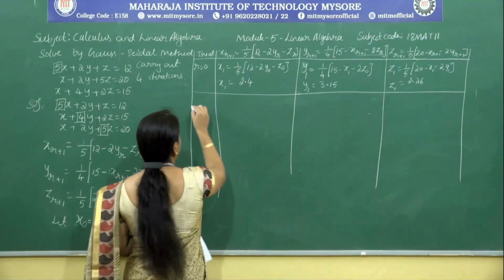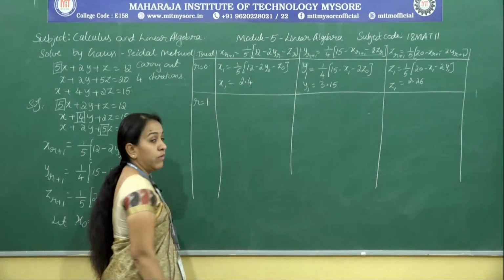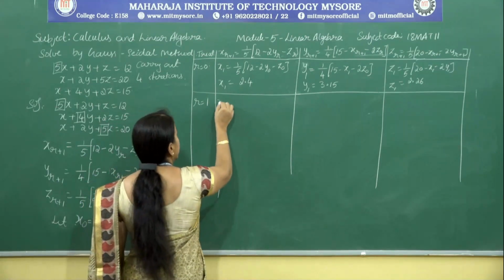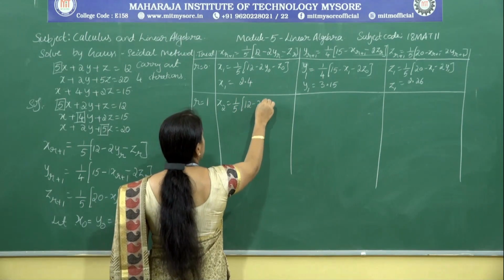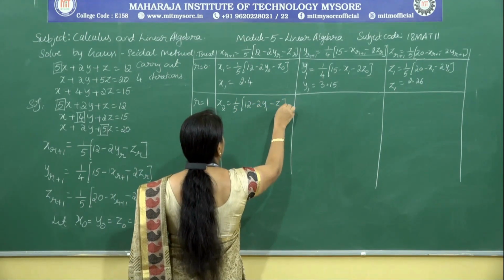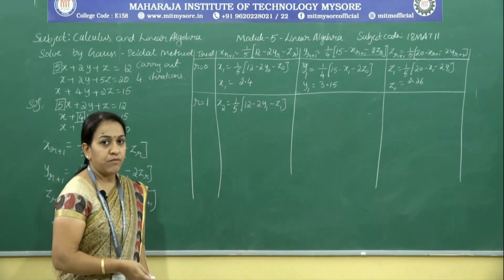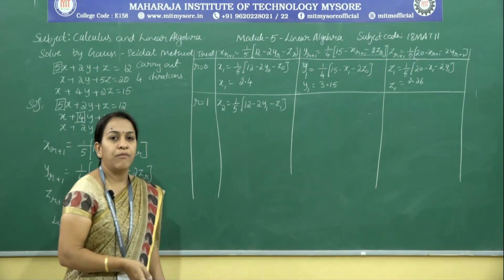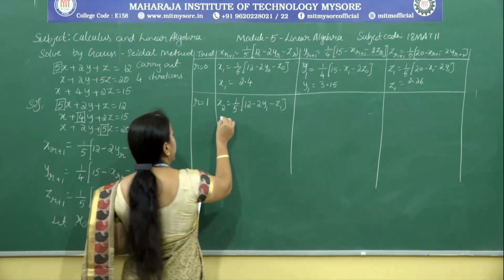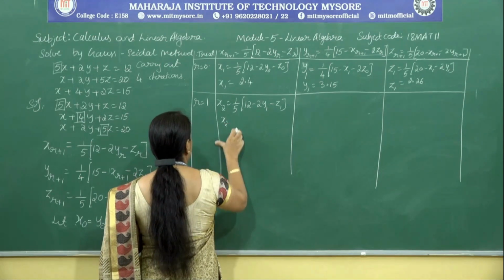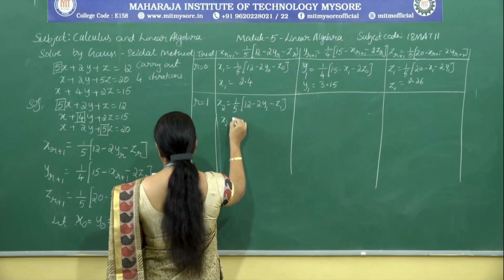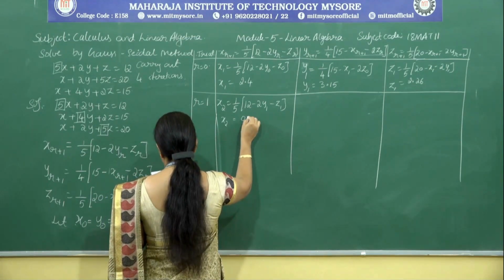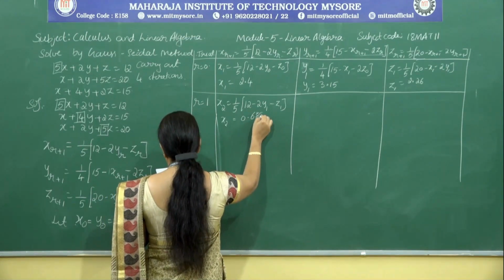Okay. Similarly, if I put r equal to 1, we will get a second trial, that is x2 is 1 by 5 into 12 minus 2 times of y1 minus z1. We know what is y1 and z1. If we substitute and simplify using calculator, we will get x2 as 0.688.